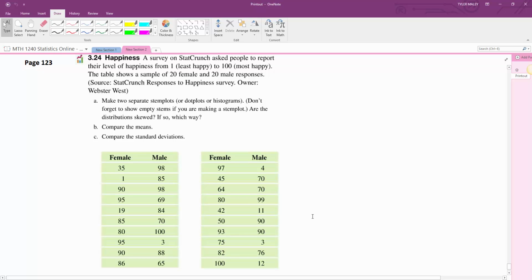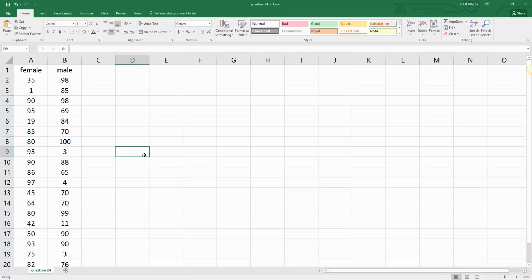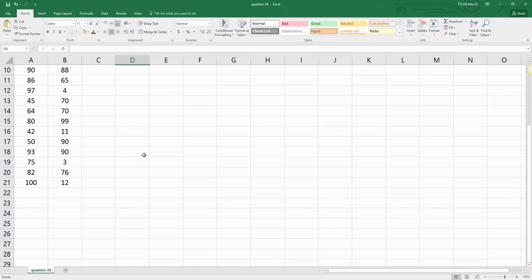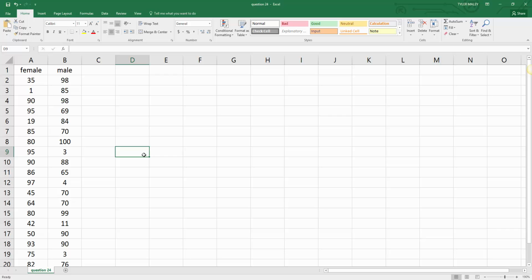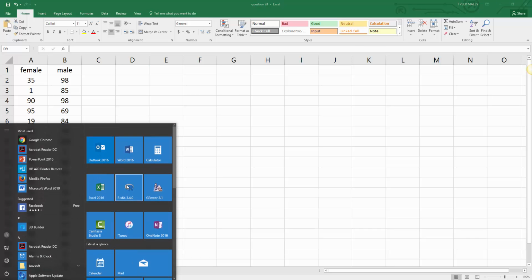All right, so I put on Canvas an Excel file for you that you can use. I went ahead and entered in all this data. I titled this question 24. I saved this as a .csv file. So I want to show you how we can use R to help us with this. So I'm going to open up R.